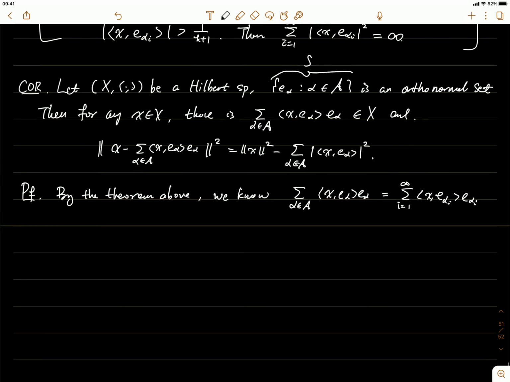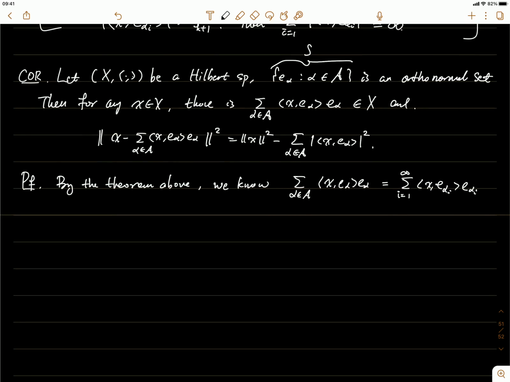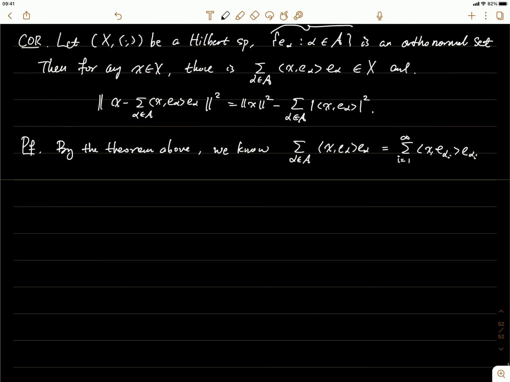And from here, we can see that by the Bessel inequality, this is convergent. This series is convergent.